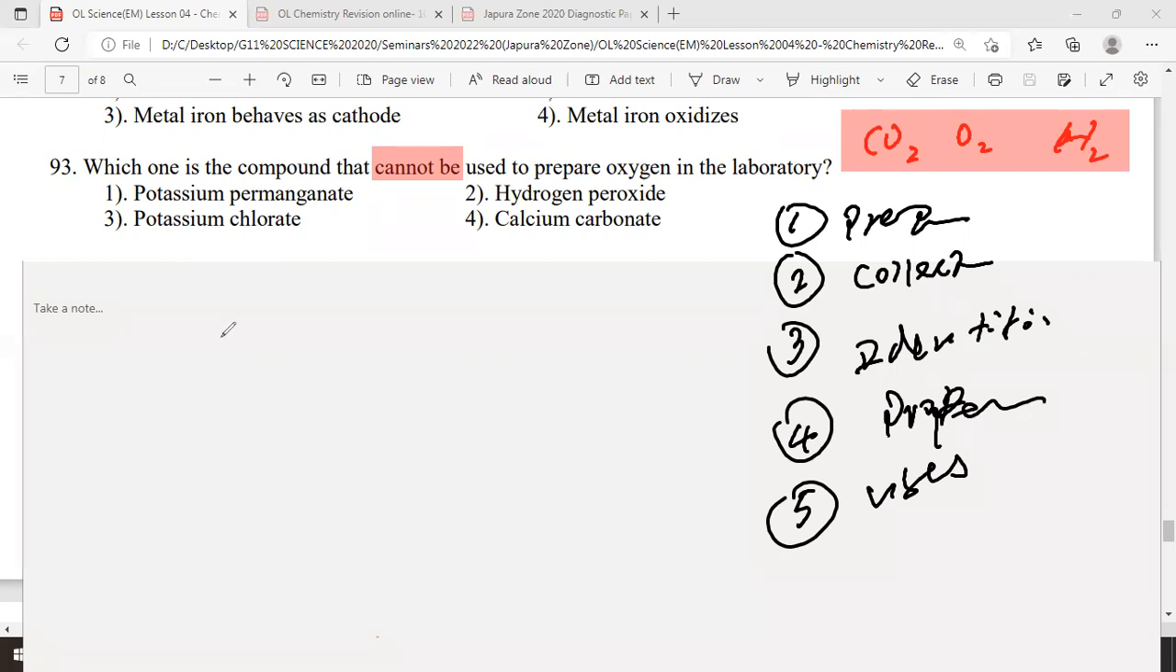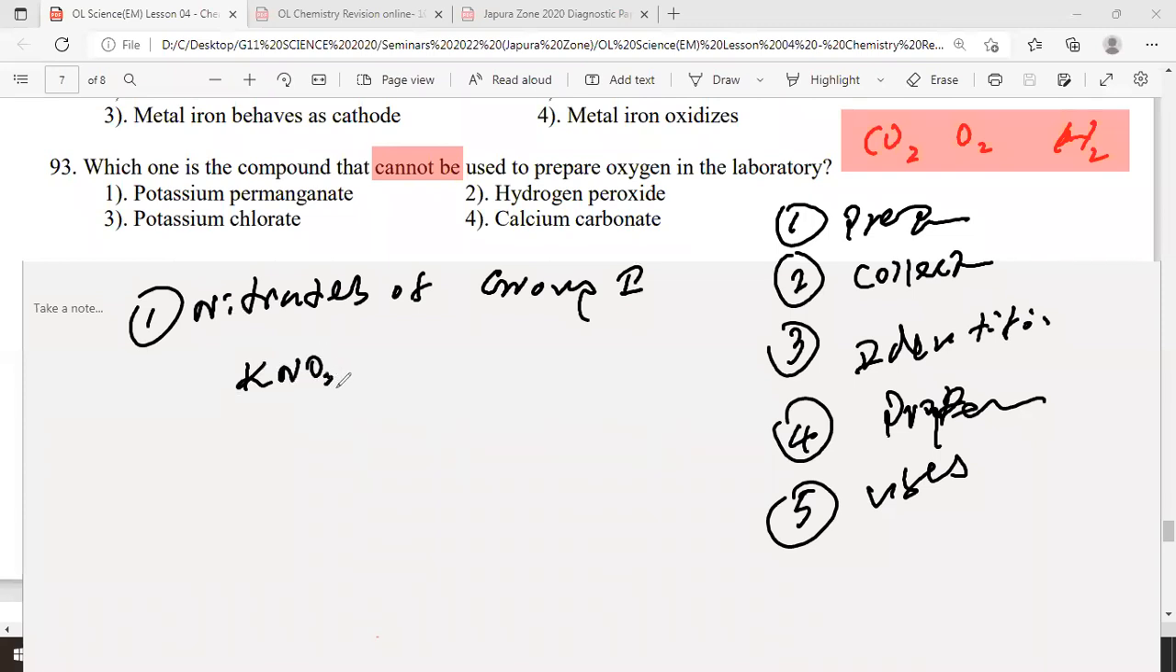Right, now let's see oxygen production. These are the chemicals we can use. We can use nitrates of group 1, nitrates of group 1 metals. Group 1 metals, example potassium nitrate, you can use. Except lithium, sodium nitrate. Nitrates release oxygen on heating. Oxygen is the only gas.